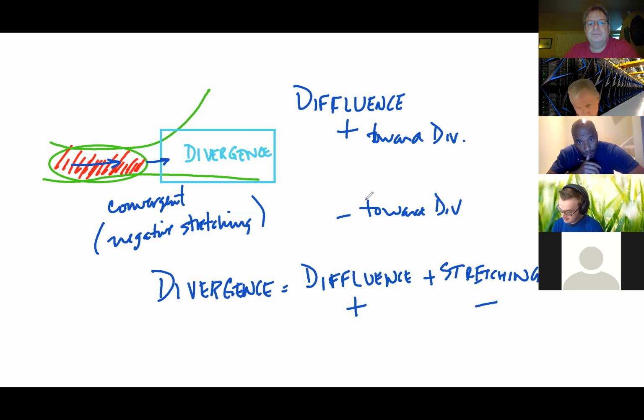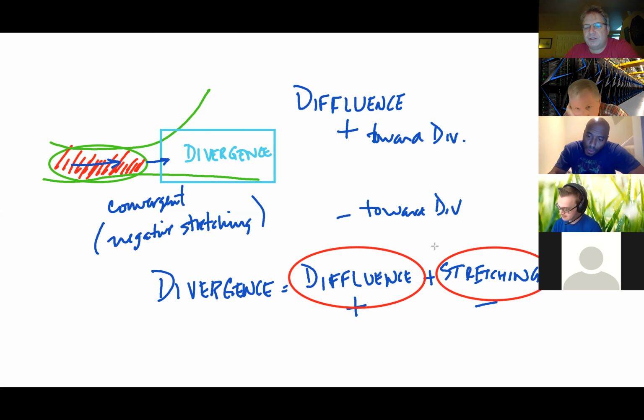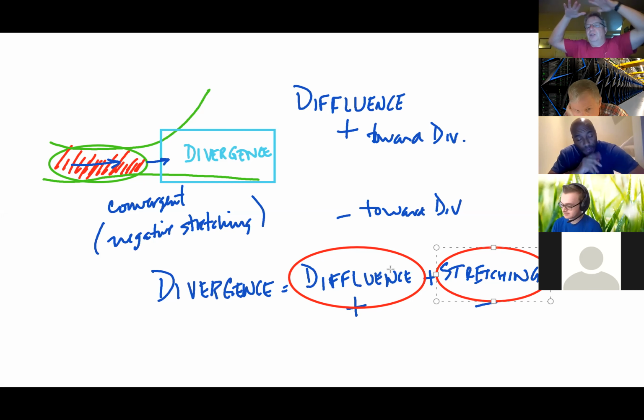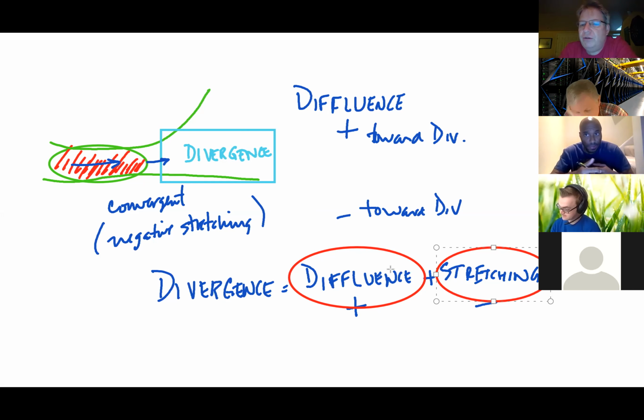So this term is acting opposite from this term. So which one's bigger? If diffluence is more than stretching, negative stretching, then it will be divergent. But if this negative stretching is more than the diffluence, then it will be convergent. And if we're talking about upper level winds, is the air going to be forced down or is it going to go up? And the answer is, well, you don't just know that. You'd actually have to calculate it.